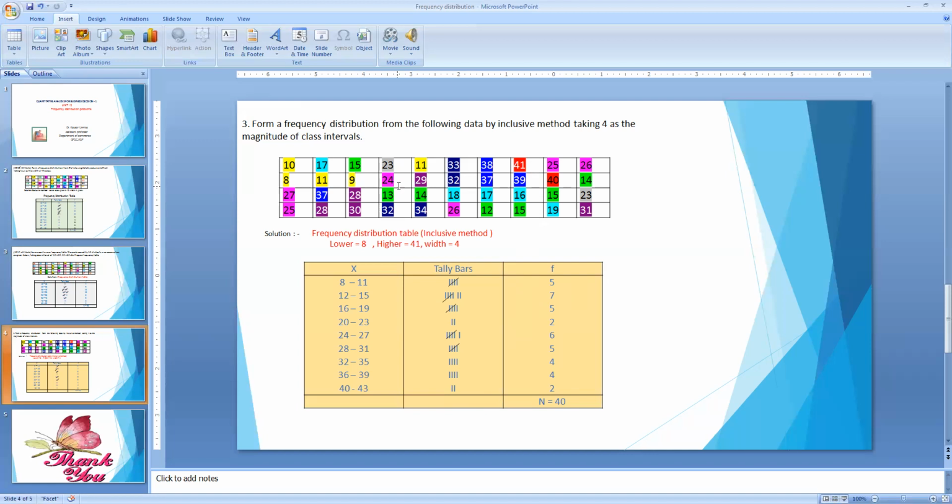So this is how we have to prepare the frequency distribution with the help of ungrouped data. When it is given, it has to be shown in a class interval form, that is grouped form. This is how we have to prepare the frequency distribution table and represent the things in the table.